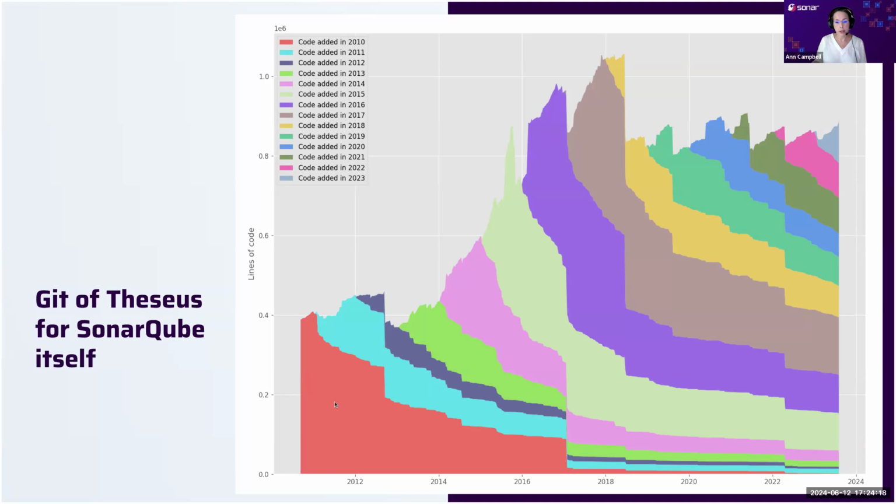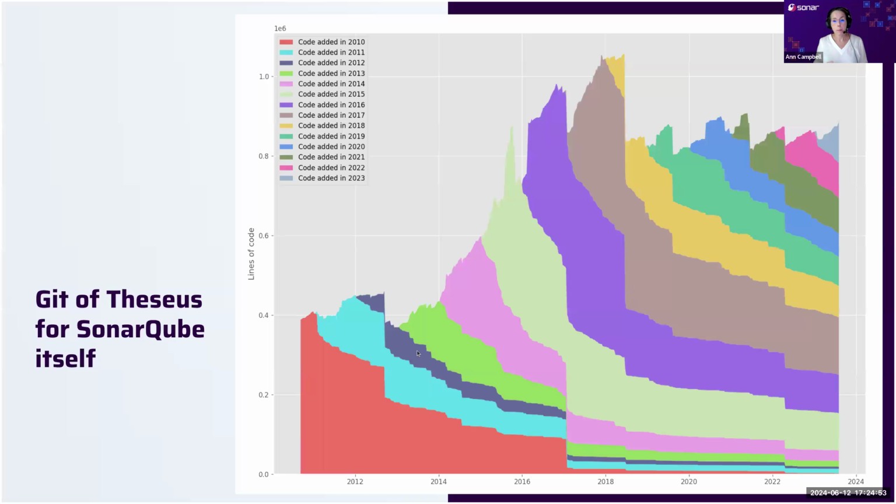So what we're seeing here is the code that was added in each year and how long it stayed in the project. So all of this red is the code that was present in the code base at the end of 2010. So here at the end of 2010, we had about 400,000 lines of code in the code base. And then this cyan is the code that was added or updated in 2011. And then this bluey purple is what was added to the code base in 2012, and so on.